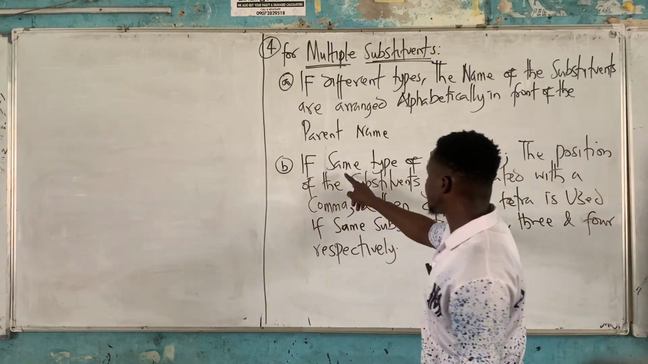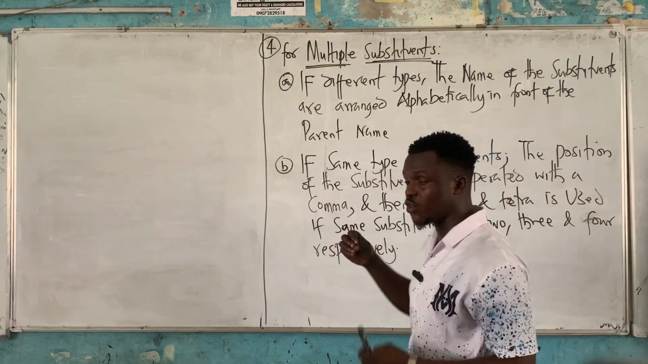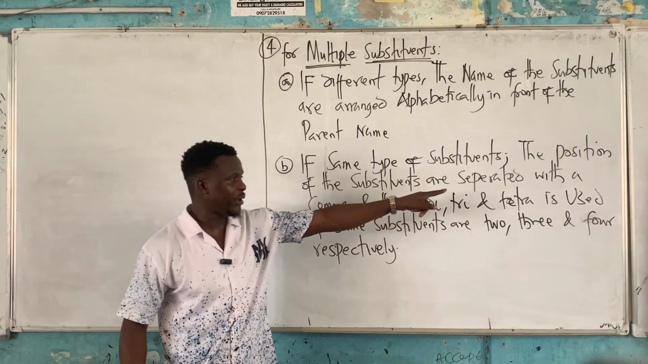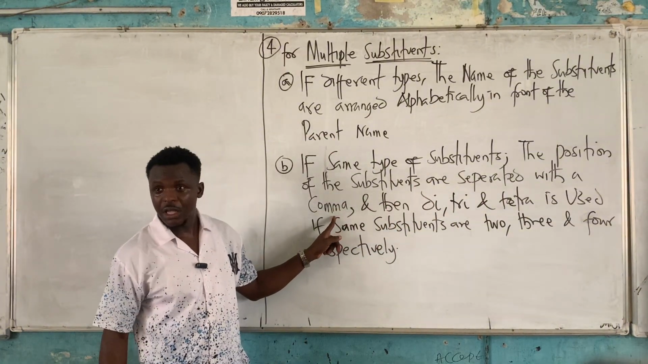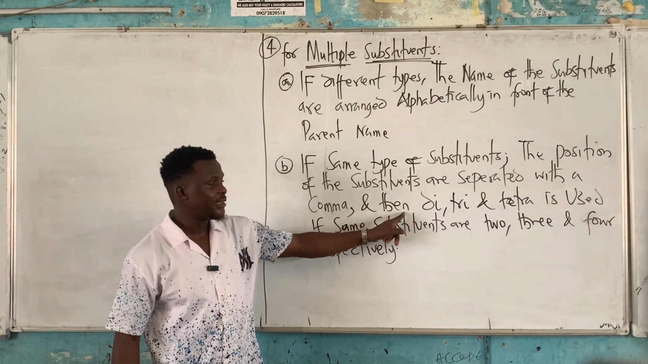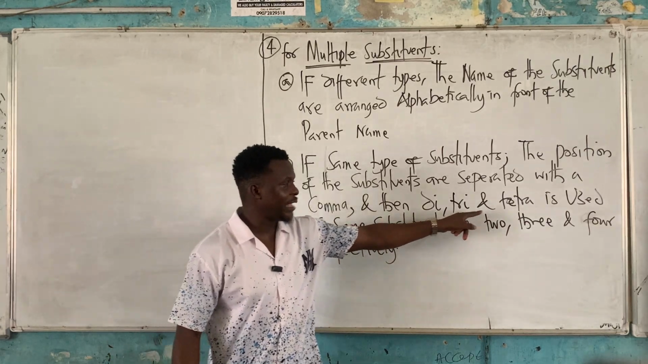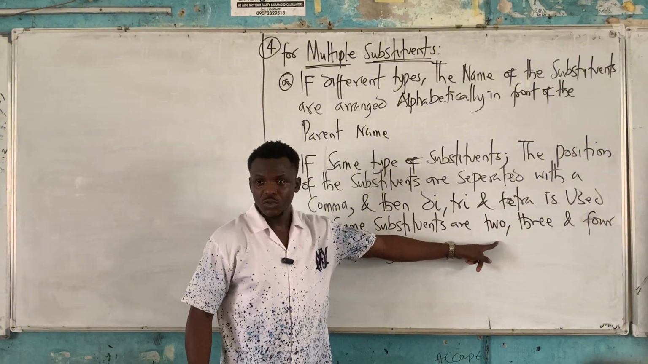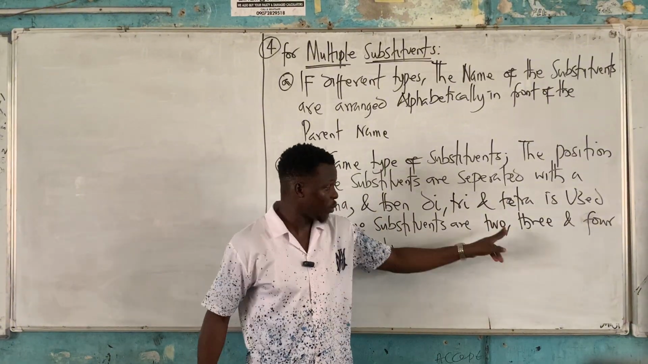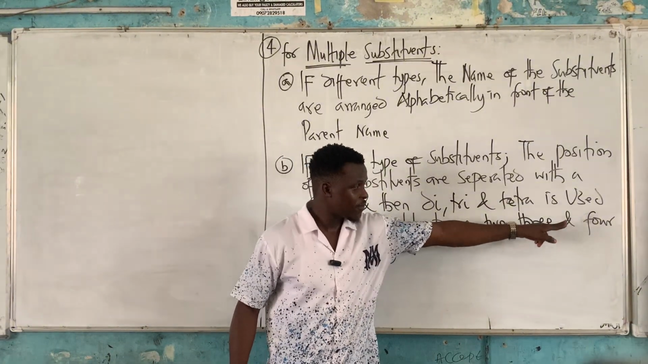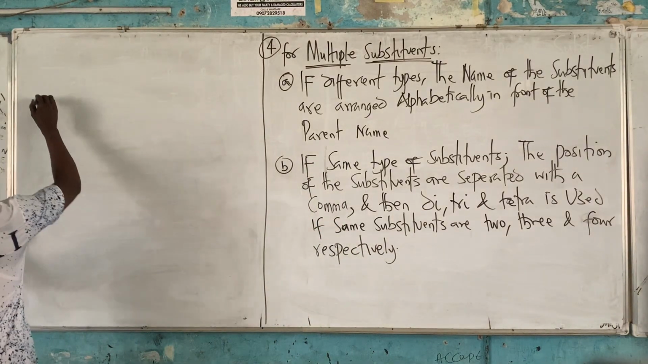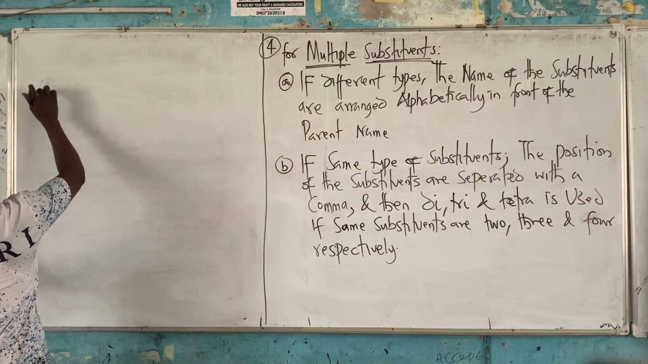Now, if the substituents are of the same type, the positions of the substituents are separated with a what? A comma. And then di, tri, and tetra is used if the same substituents are how many? 2. Like if it's repeating twice, thrice, or what? Tetra. So this is what I mean. If I have something like this, CH3, let's use this guy.